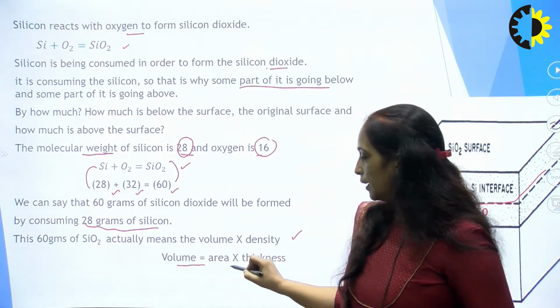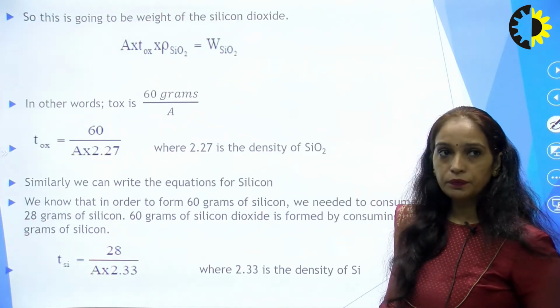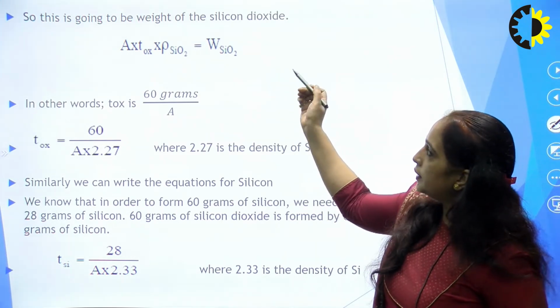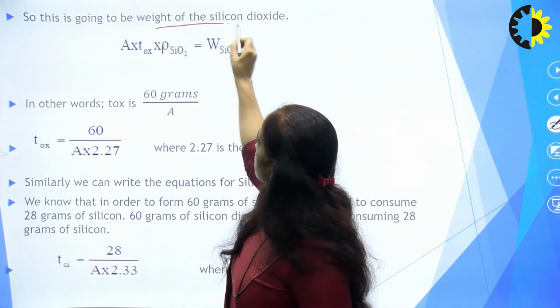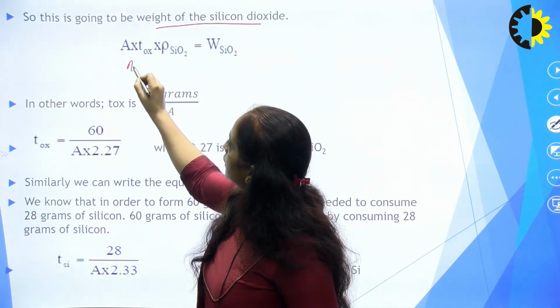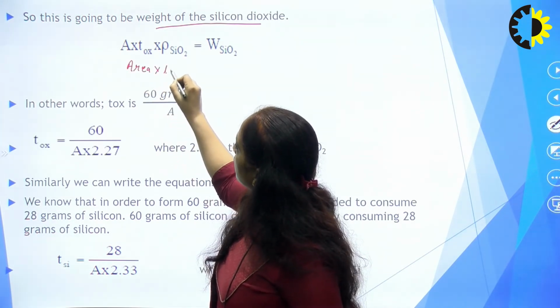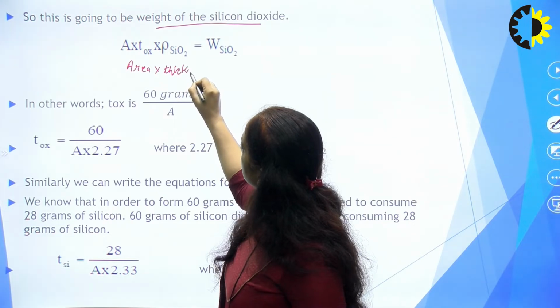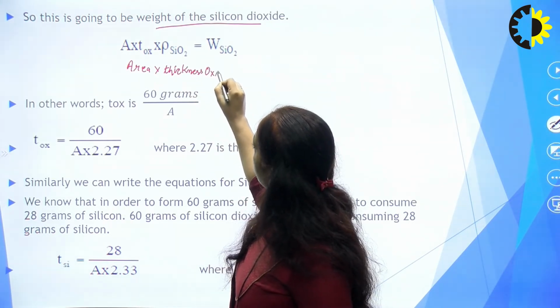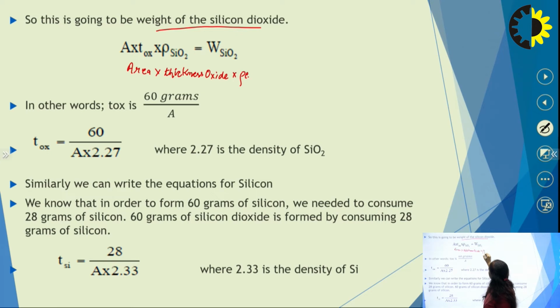So then this volume we can write as area into thickness. If you write it in terms of area into thickness, this is going to be the weight of silicon dioxide. So area into thickness of the oxide layer, multiplied by the density of silicon dioxide, will give you the weight of the silicon dioxide.